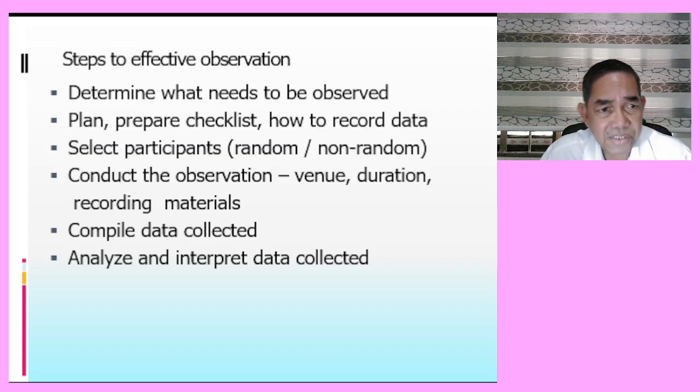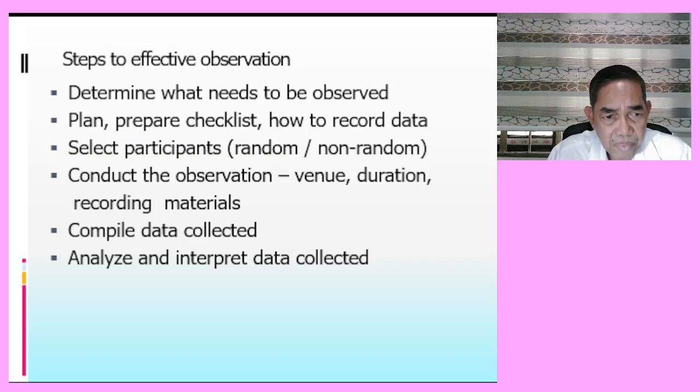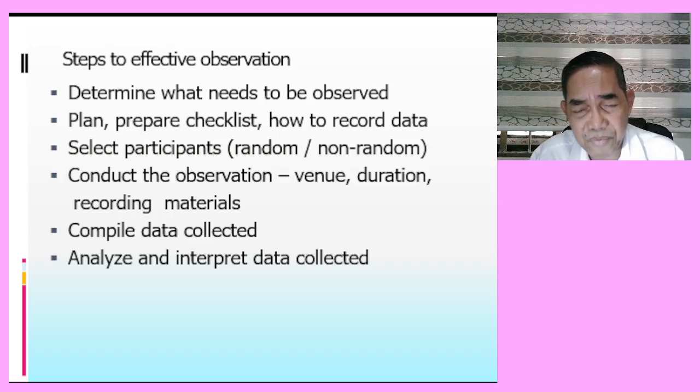So what are the steps to an effective observation? We first determine what needs to be observed, and then plan, prepare the checklist if it is a structured observation, how to record data, select participants. Well, this could be using random or probability sampling, or non-probability sampling, non-random. Then conduct the observation, taking note of the venue, the duration of the observation, and even the recording materials, and then compile the data collected, analyze, and interpret the data.